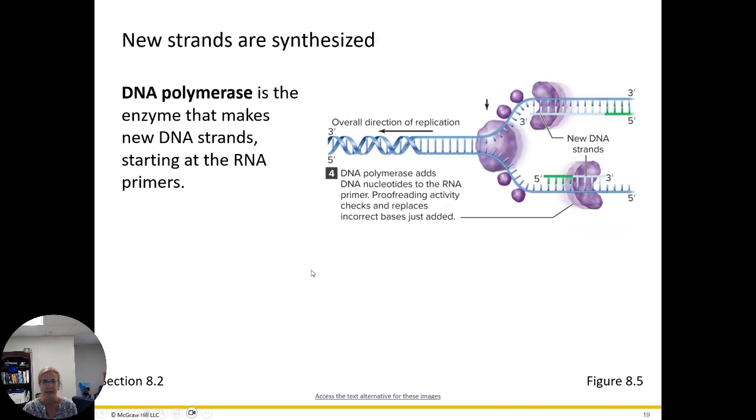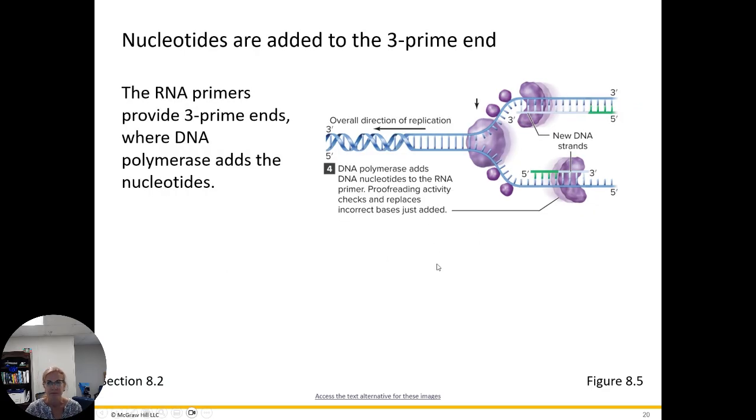DNA polymerase is the enzyme that makes the new DNA strands. So it starts again at those RNA primers. Those were the starting points. So that little RNA primer, it is a 3' end because DNA can only copy 3' to 5'. So that little segment allows for a 3' start point for that DNA. And the RNA primers then are going to provide those 3' ends. So the nucleotides are going to be added.